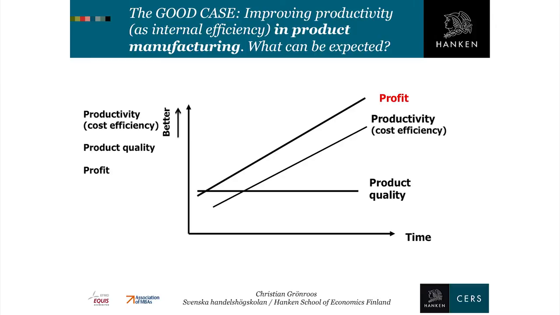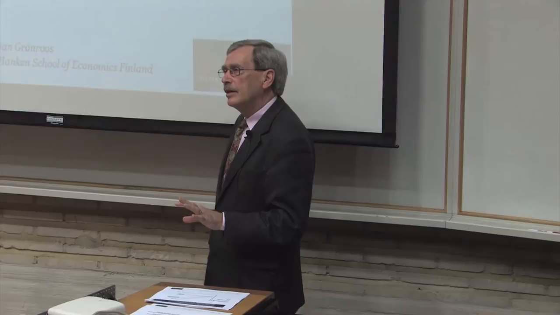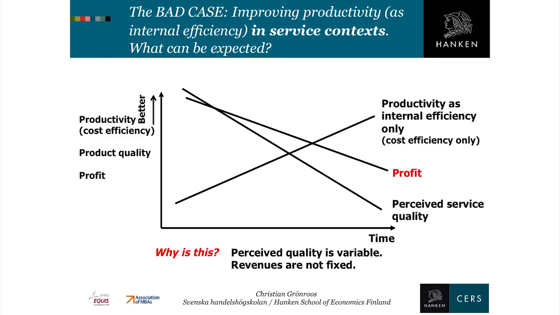This is how the productivity formula should work and how it works in product manufacturing, because it is a closed system. Now, let's take the bad case: applying the traditional productivity formula in a service context. Now, the outcome is totally different. Same illustration, basically, but let's say now again we try to improve the operations, the various functions, to become more cost efficient. That means that traditional productivity according to the model goes up because we become more cost efficient. Internal efficiency is improved.